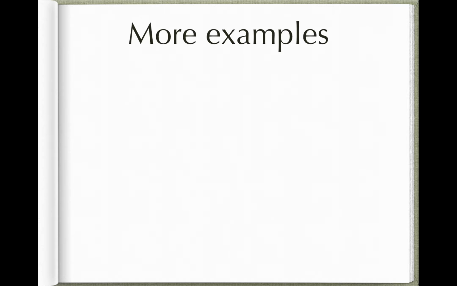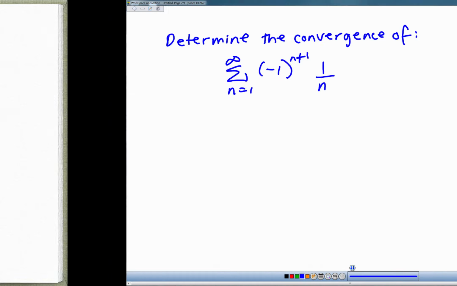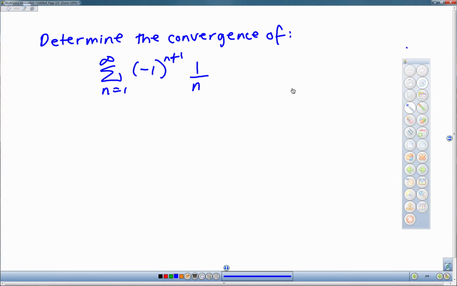So let's take a look at a few examples rather quickly so we can get a feel for how this continues to work. And so here we go. Let's determine the convergence of this particular series.